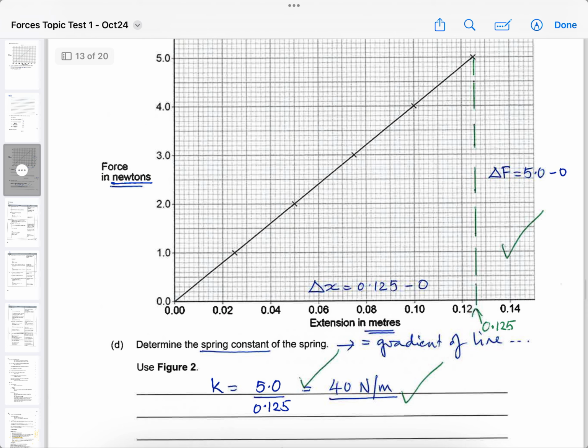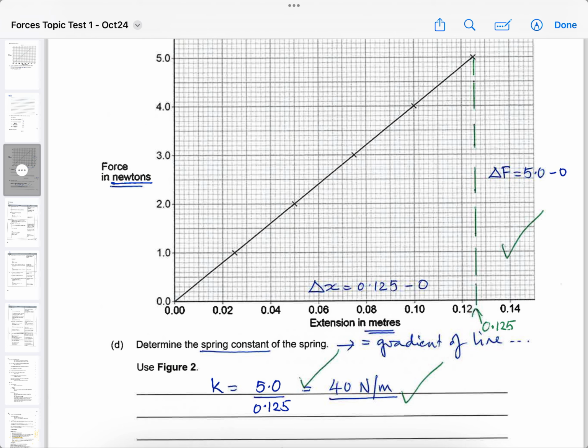It then says work out the spring constant. Well, if the equation is known, F equals Kx, the steepness of this graph will be the spring constant, because it's force divided by extension. So I've shown you from the top.